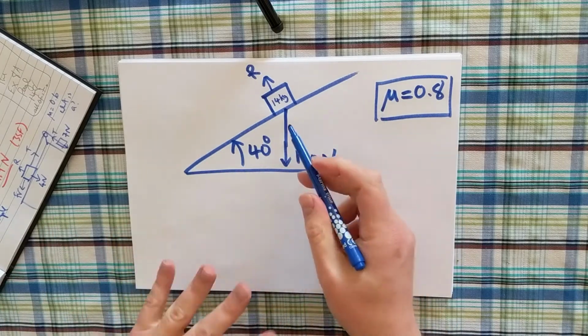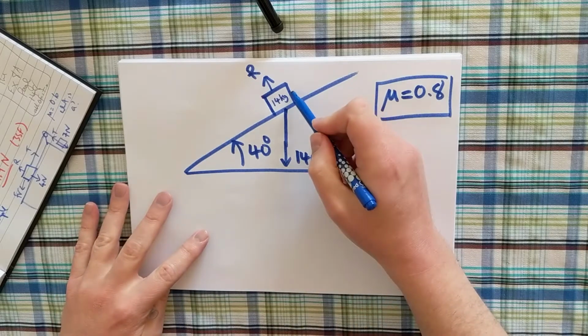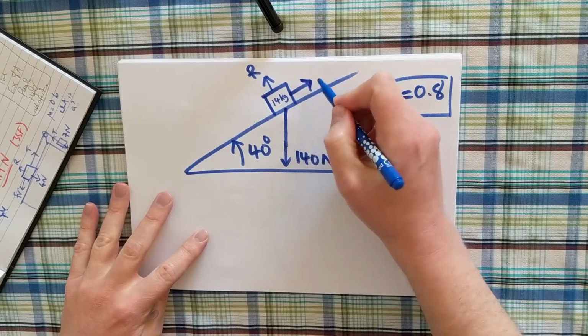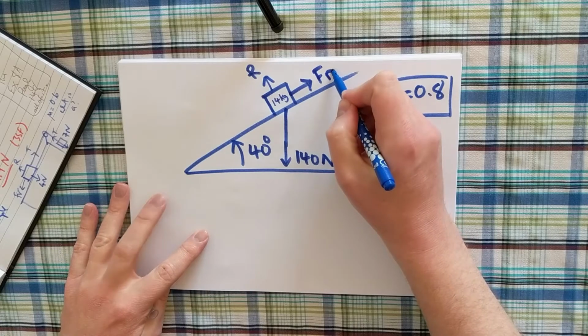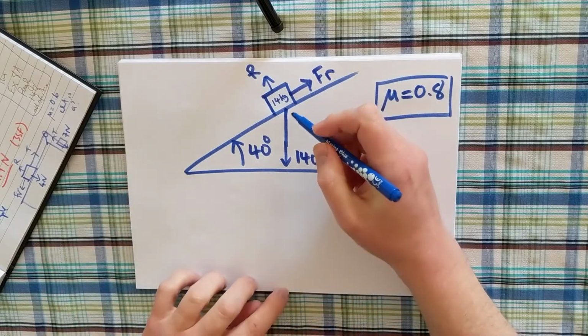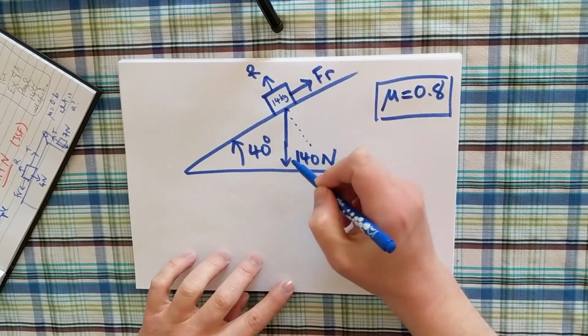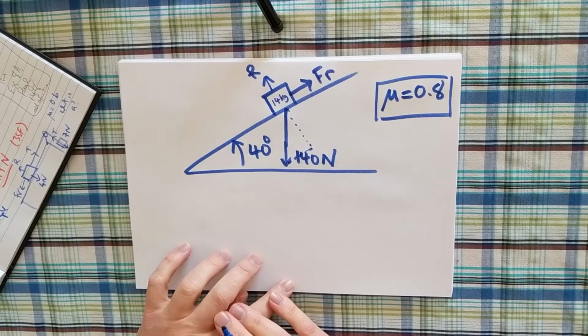Not the entire weight, we'll have to break that down into components, but the friction is going to go opposing motion, so the friction is going this way. All we need to do now is to work out how much of this 140 newtons is actually going down the slope.